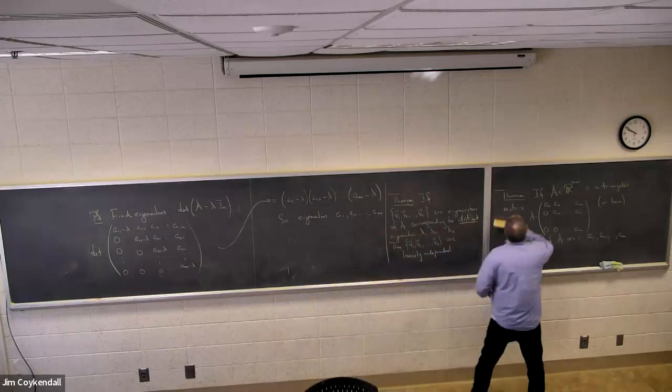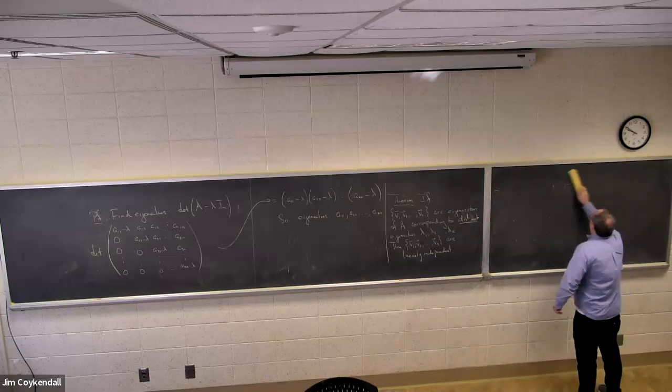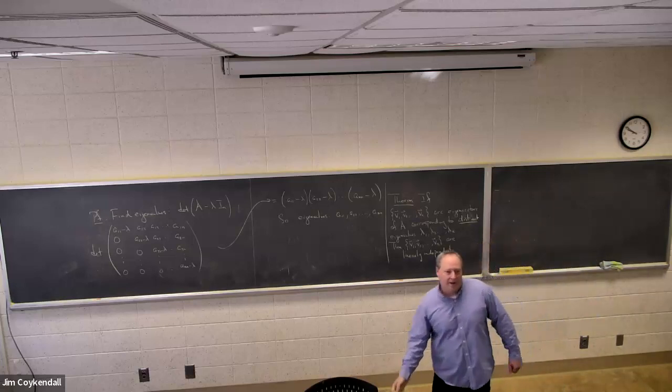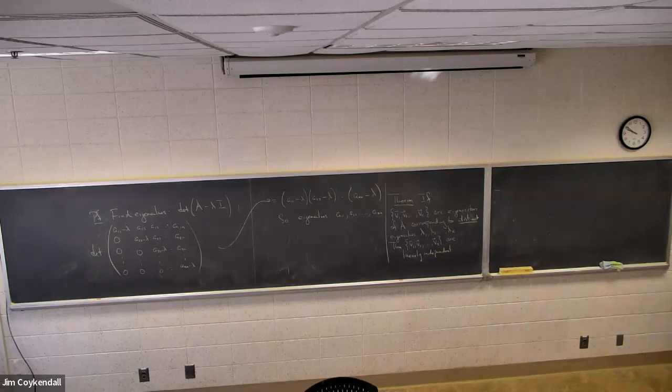I'm not going to prove this today. Your book does prove it. It's fairly simple. But this is actually kind of an important theorem. If you have two different eigenvalues for a matrix A, and you pick an eigenvector for each of those eigenvalues, those two are linearly independent, and that works for any size set of vectors. All right, so this is kind of important.